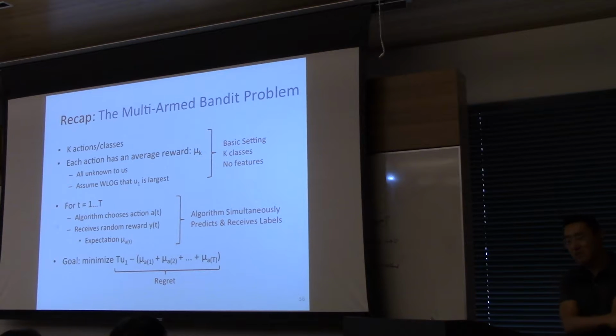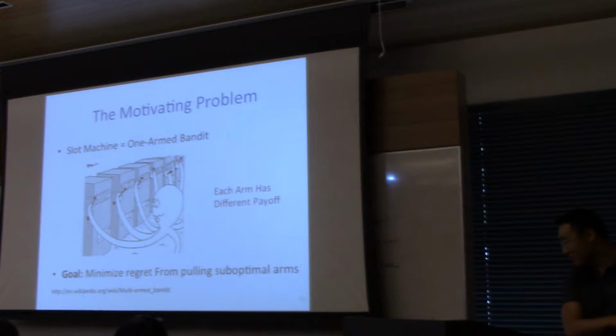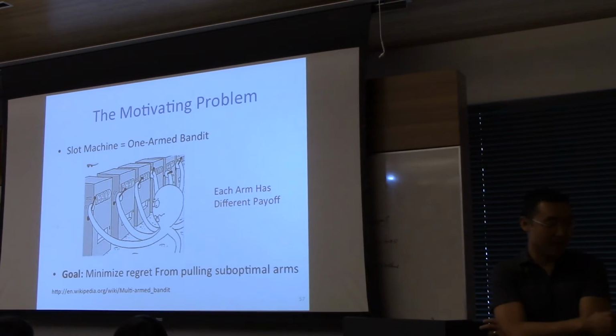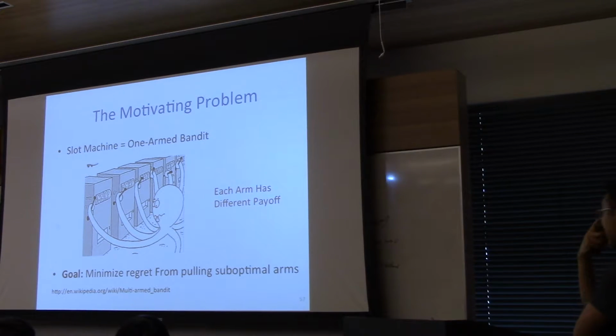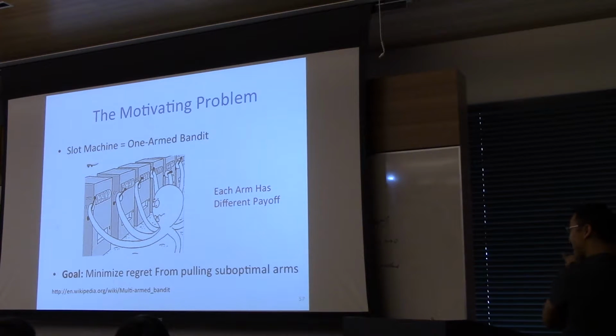Why is this called the multi-armed bandit problem? Well, like many things in life, it came from something frivolous. A slot machine is also known as a one-armed bandit, where you put in a coin, you pull a slot machine and see what your payoff is.